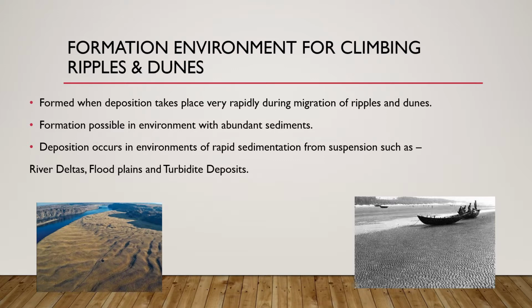Furthermore, the supply of sediments must combine with enough flow velocity and mean size to control the formation of climbing dunes and ripples, which will be discussed further later on. Deposition of these features occurs in areas such as river deltas and floodplains.